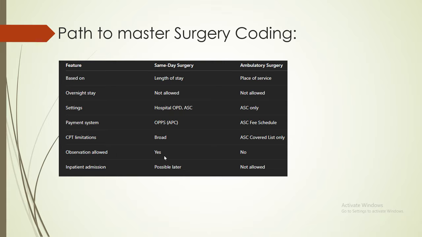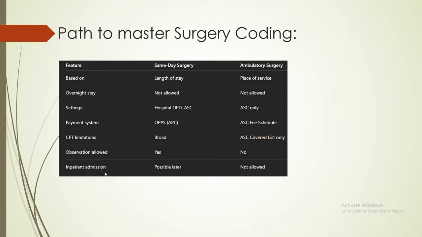Observation allowed: in same day surgery, observation is allowed. In ambulatory surgery, there is no observation. Why? In same day surgery, if it is necessary, for example, the patient had surgery and had complications, the physician will tell the patient to be admitted into observation first. In the observation, they will monitor the patient. If it is still complicated, they will admit the patient to the inpatient department. That is if it is the hospital outpatient department, whereas in ambulatory surgery, observation is not allowed. So only in same day surgery is observation allowed.